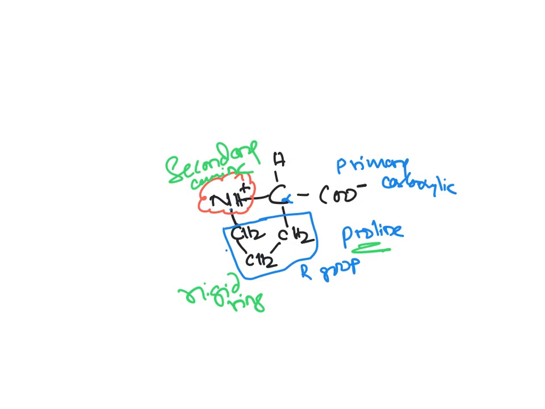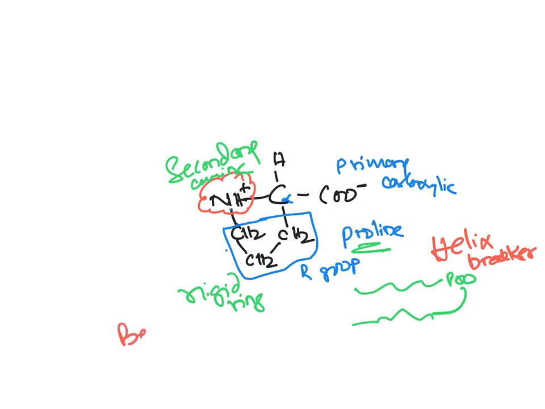Rather, it makes a cis configuration, thereby the polypeptide chain, whenever proline comes in, it is going to change the direction of a polypeptide chain. That is why proline is sometimes referred to as a helix breaker, because it does not allow the alpha helix to continue. Proline leads to bends, loops, turns and coils in a polypeptide chain. That's the importance of proline.